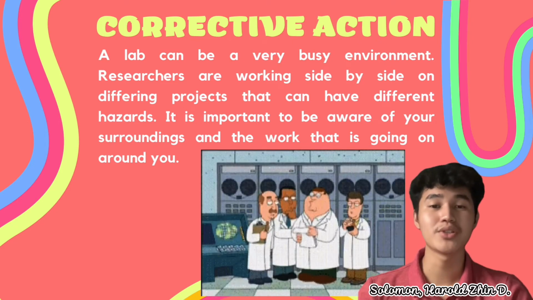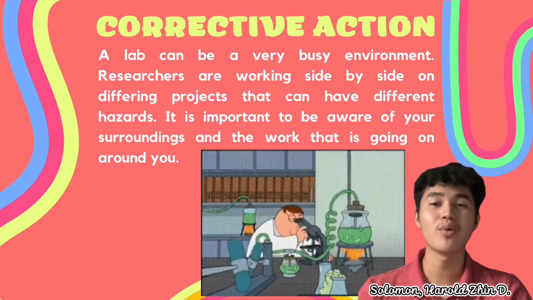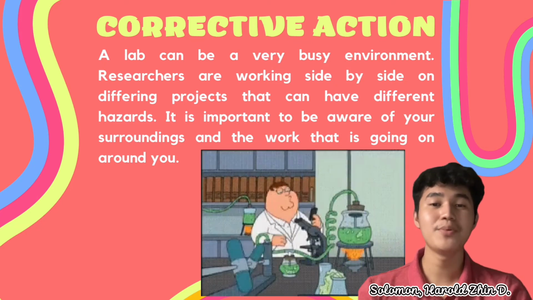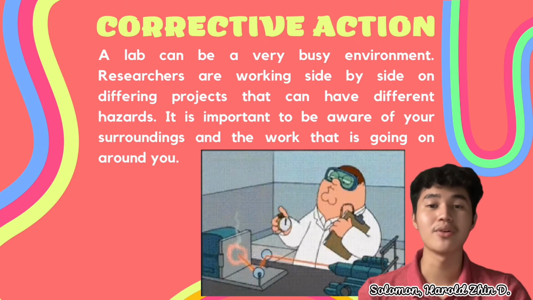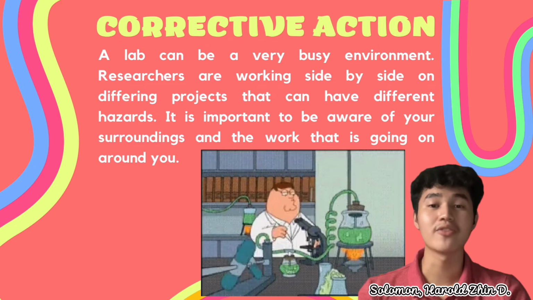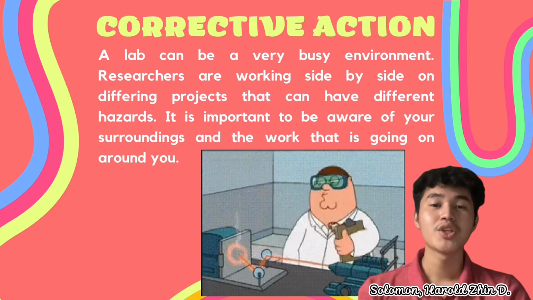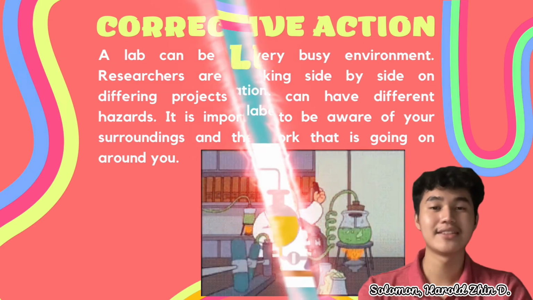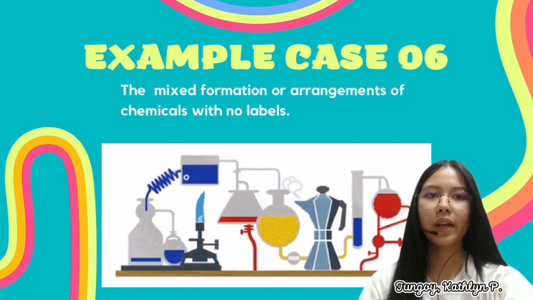Listening to music while doing repetitive work can be relaxing, but it eliminates one of your five senses used in situational awareness. If you cannot hear what is going on around you, it is possible to miss the sound of a glass container breaking or a warning from a colleague. To better hear what is around you, try listening to music at a lower volume, or at least with only one ear covered. And the last example case is the chemicals are next to each other with no labels.